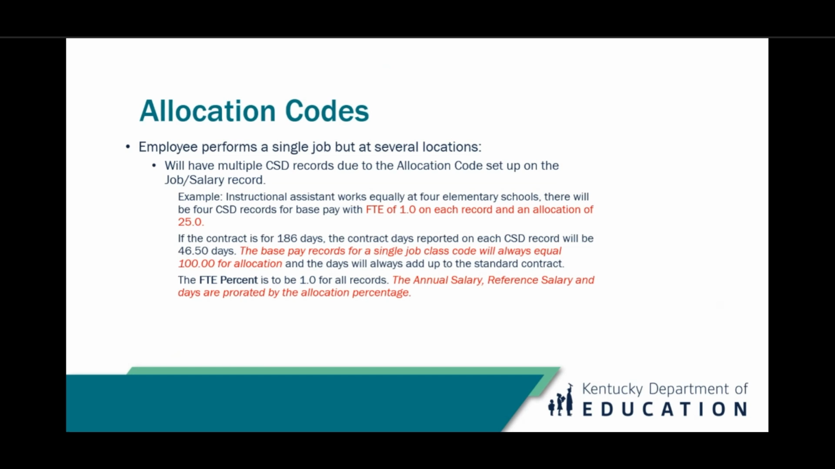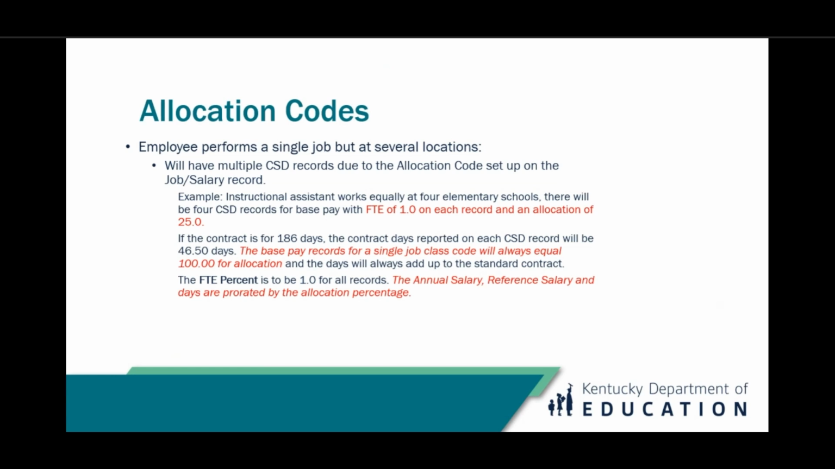There will be 4 CSD records with a base pay FTE of 1 on each record because they're only doing one job, but an allocation of 25 for each of the elementary schools. If you think of an allocation code more as a GL code, you're paying from 4 different GL codes. That's kind of how you would want to think about your allocation. Where's that money coming from? One job, but paid from 4 different GL codes.